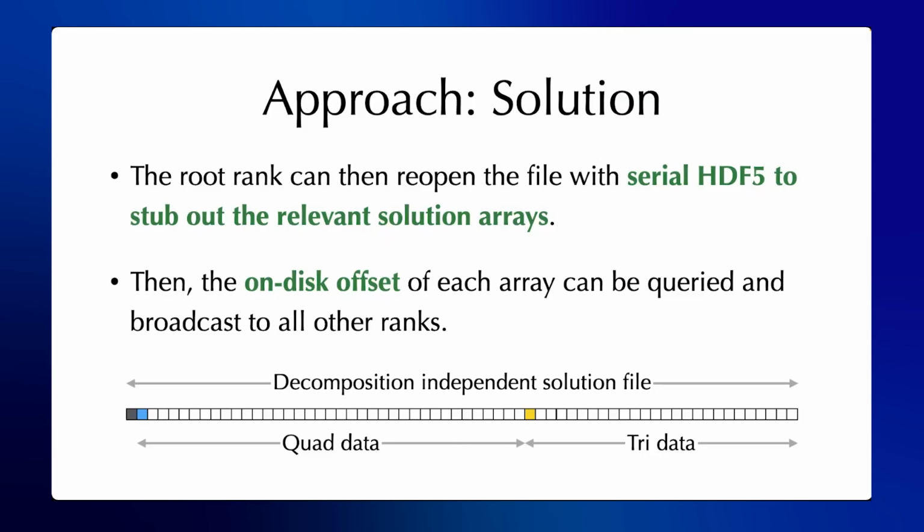So what we're going to then do is ask HDF5, where are each of my arrays on disk? What is the byte offset of each of my arrays? Here I've got a triangle data and quad data. I'm going to find out where those two arrays start on disk. Then we can broadcast these to all of the other ranks who can then actually start doing the writing.